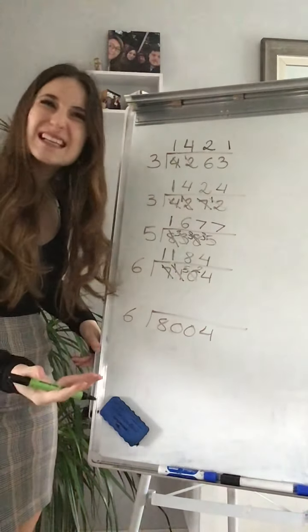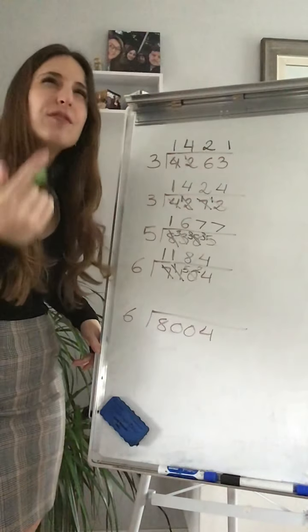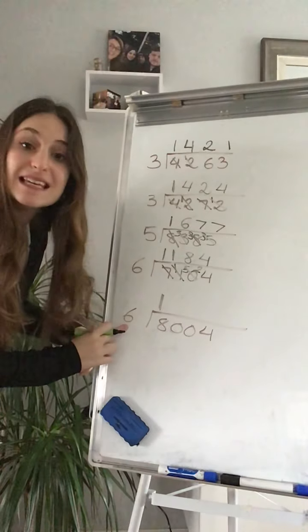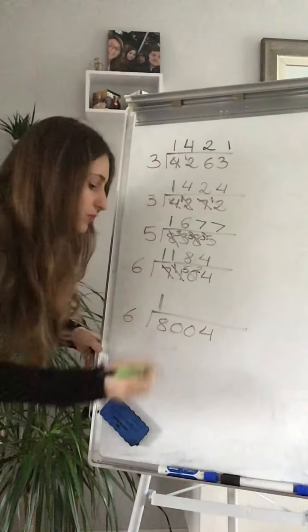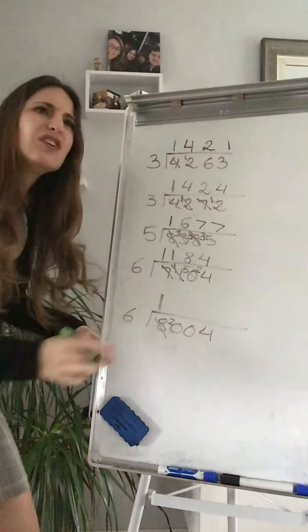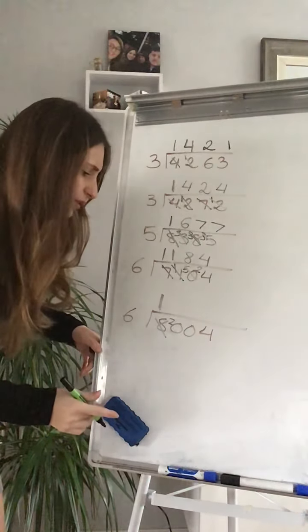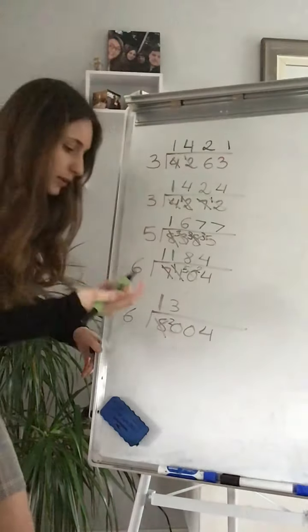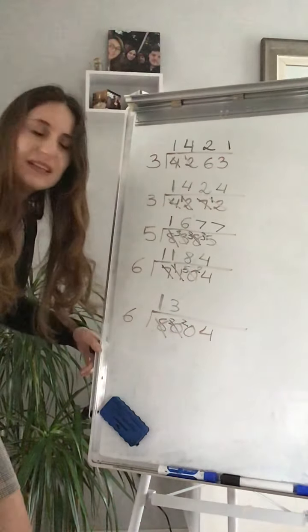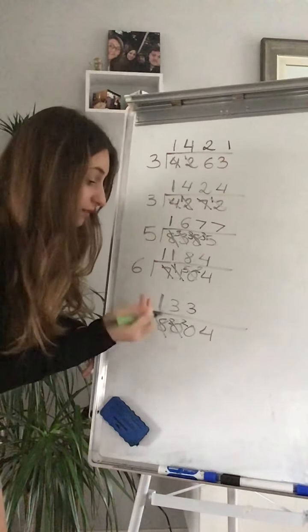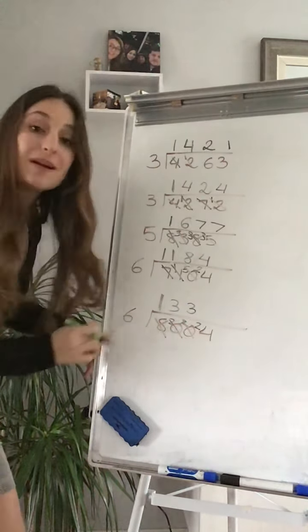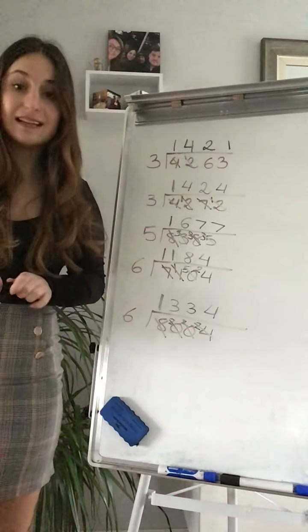Let's go for the last one. 8 on my 6 timetable is not, because it goes from 6, 12, 18. So I need 1. 1 times 6 is 6. To 8, 7, 8, 2. Now I get 20. 20 on my 6 timetable? No. The closest is 18. 3 times 6 is 18. 20, 19, 20. 2. Another 20. Now the closest is 18, 19, 20, 2, 24. 24 on my 6 timetable? Yeah. 4 times 6 is 24. So your answer should be 1334.